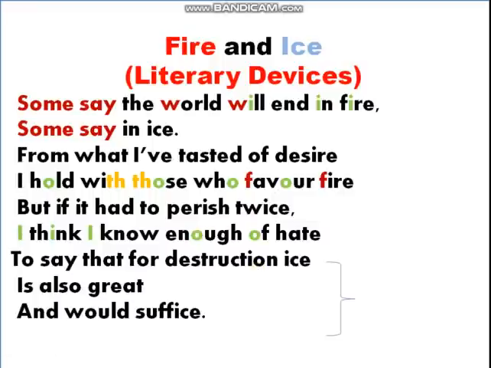And lastly, we can see here a literary device that runs through the poem, that is symbolism. So I must say here that this is a beautiful symbolic poem where fire stands for desire and ice represents hatred. I have explained here all the literary devices used in this poem.